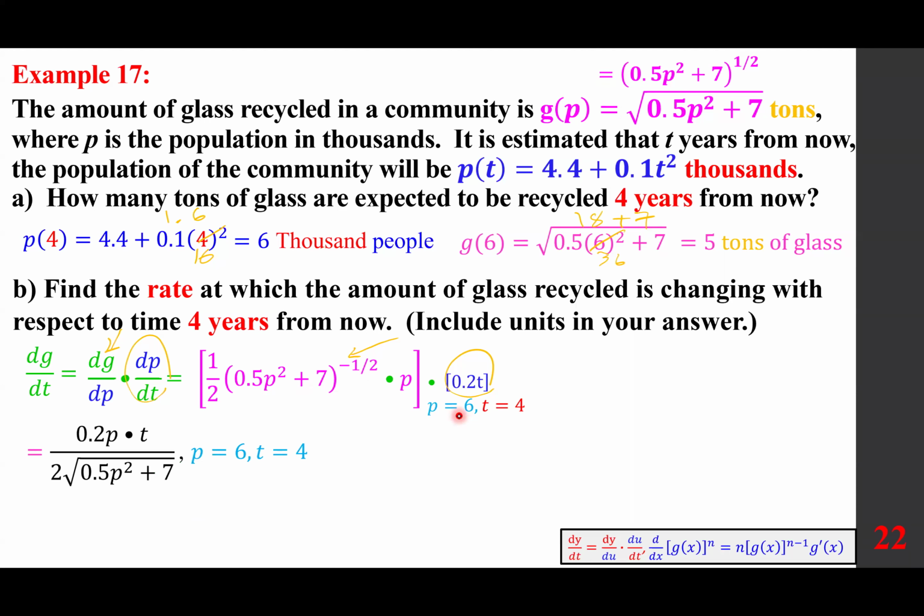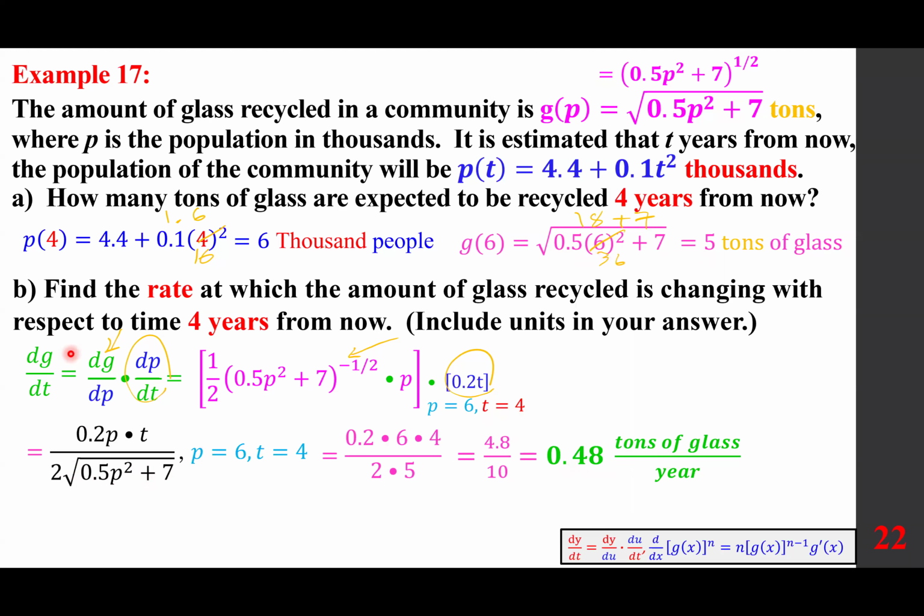So if I replace the P with 6 for this one, we've already done that. When we change it to 6, what do we get? We get 5. So this is 2 times 5, and this is 0.2 times 6 times 4. So 2 times 5, the denominator is 10. The numerator is 0.2 times 6 times 4, which is 4.8, divided by 10 is 0.48.